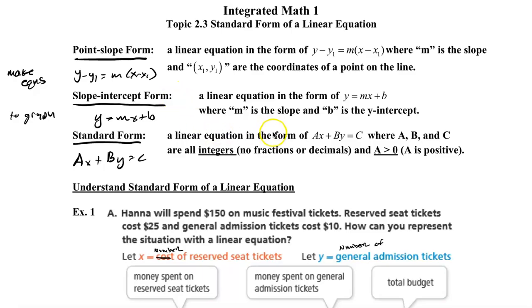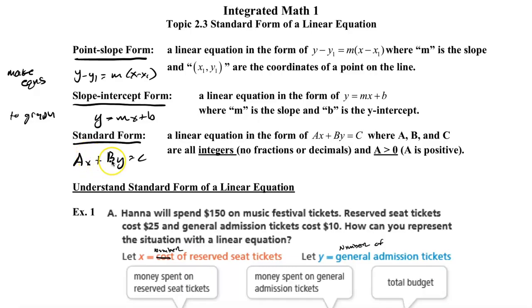So this is a linear equation in the form of ax plus by equals c, where a, b, and c are all integers. When we say standard form, we consider them all to be integers, no fractions, no decimals. And we want a to be positive, right? We want the leading coefficient to be positive. So that's standard form. What's standard form good for?